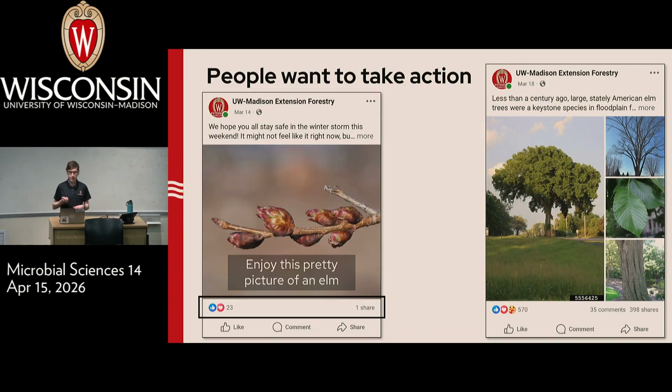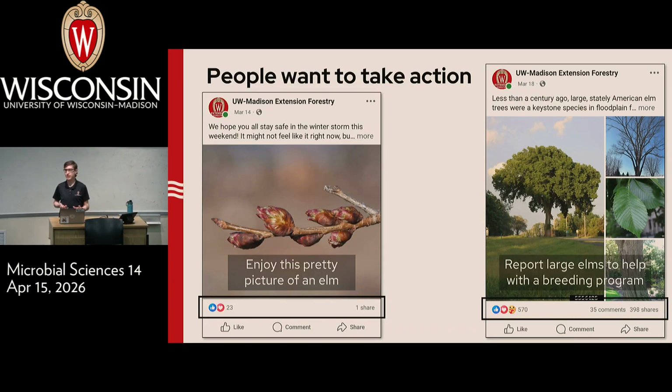On the right, this was a call to action. We were specifically wanting people to report large American elm trees to the DNR, the Department of Natural Resources, to help with a breeding program. That got way more traction. You see 570 reactions, almost 400 shares. This post was seen by 100,000 people without any paid advertising. So people want to take action.